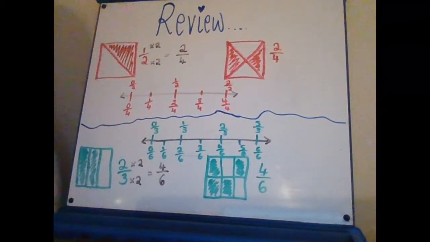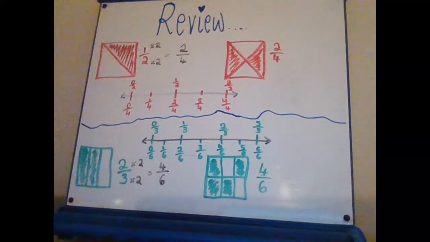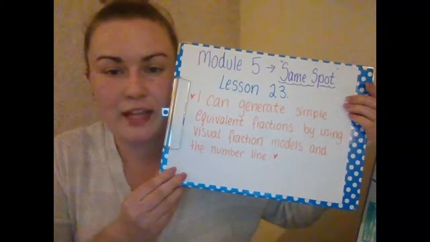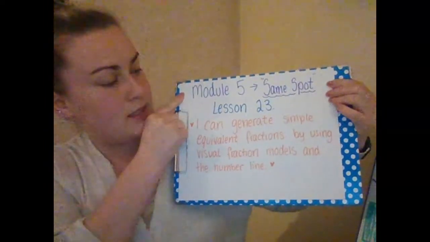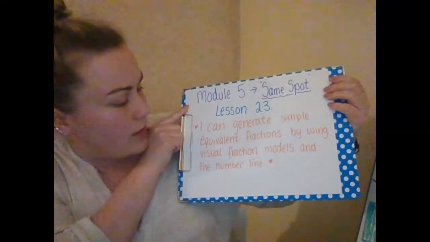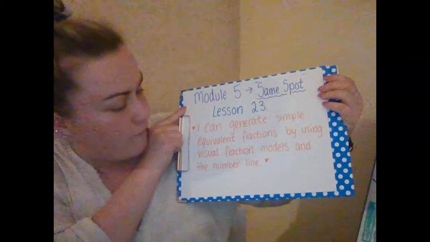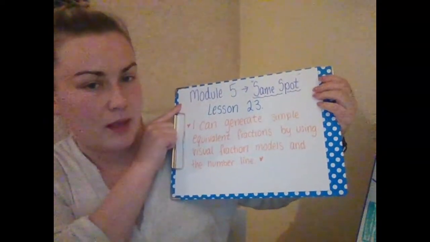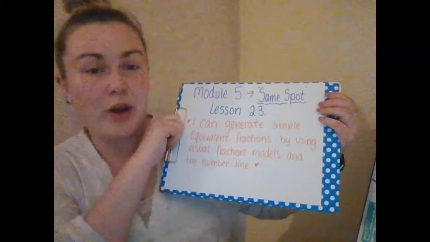All right. What's important to recognize is in this lesson here, there's only one whole. Okay. You're going from 0 to 1. All right. In the lesson that we're going to do today, we're going beyond just one whole. All right. So our I Can statement for today for Module 5, Lesson 23, called Same Spot. The lesson is called Same Spot. And it's I can generate simple equivalent fractions by using visual fraction models and the number line. All right, that's what I'm going to put up on the board, and we're going to go through 2 different examples all together.